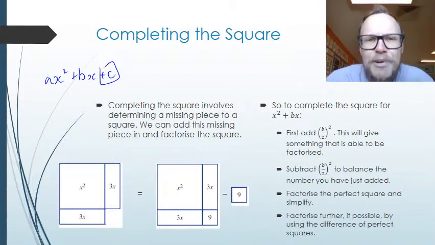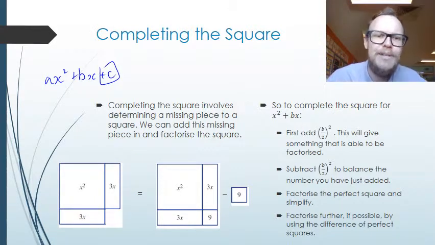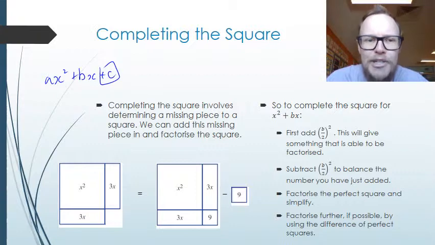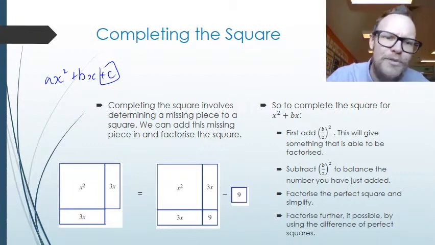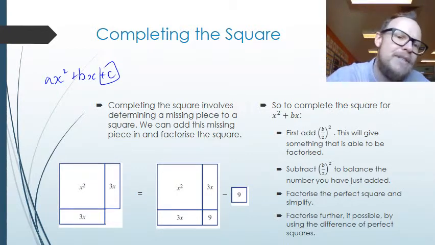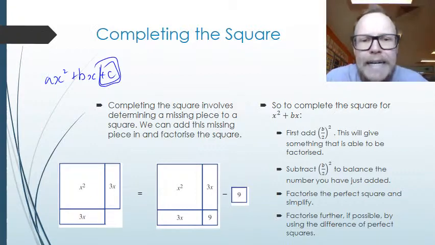Well, completing the square is one technique that we can use to factorise. Sometimes it works, sometimes it doesn't, and maybe our conclusion is going to be, hey, we cannot factorise this by completing the square. So let's have a look at what this actually means. It involves determining this missing piece, this missing c here, to make a square, so we can add this missing piece in and factorise the square.